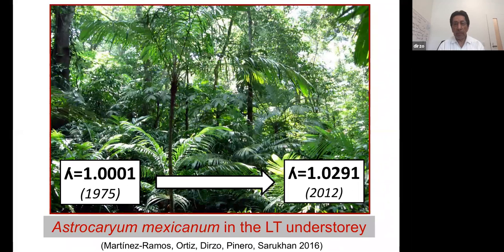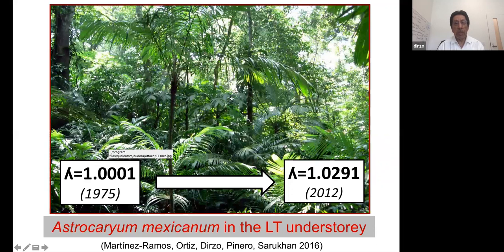We followed that plant through time with this demographic analysis, and in 2012 we revisited the population and calculated lambda again. As you can see, now the population is presenting a rate of growth of about 3% per year, a dramatic increase in the population demography of this species in the absence of these animals. So 1975 sort of marks the moment in which we lost the animals in the understory of this community in Los Tuxtlas.